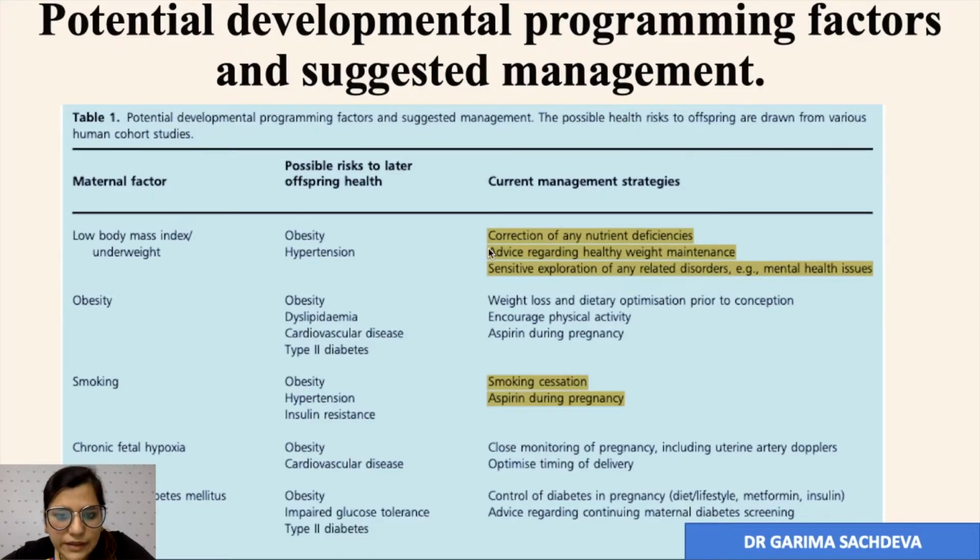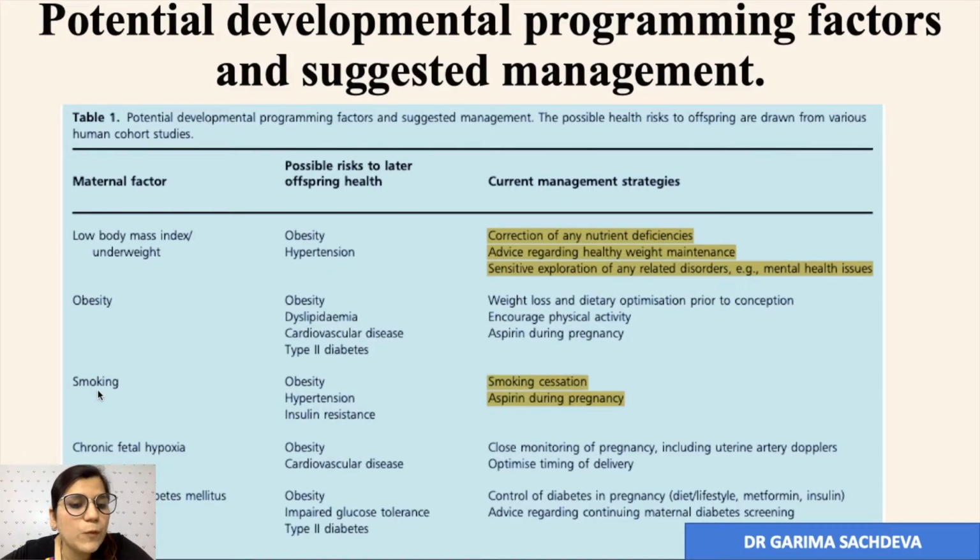By correcting the nutrient deficiency, advising for healthy weight, and exploring the reasons for being underweight, like mental health issues. If maternal obesity is there, then it can result in fetal obesity in later life, dyslipidemia, and serious disease like type 2 diabetes mellitus. And how do you manage it? By advising them for weight loss and dietary optimization, encouraging physical activity, and giving aspirin during pregnancy.